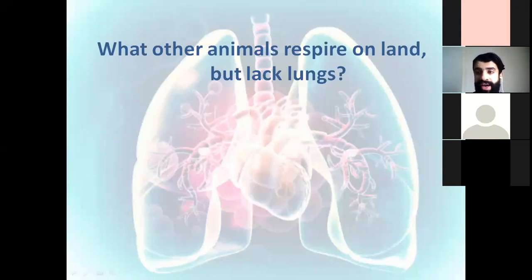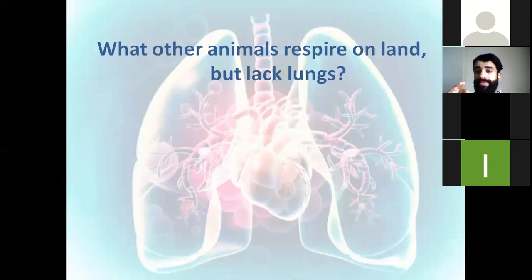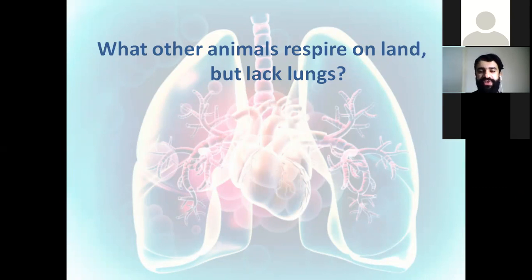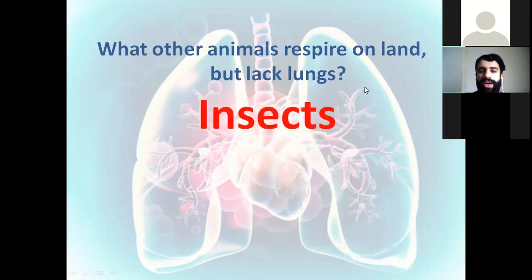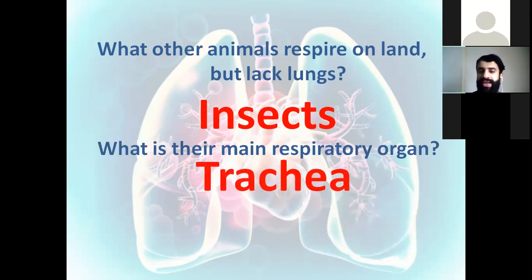Okay, let's have Aya. Yes, Aya. The trachea. Trachea, excellent. Thank you, Aya. Trachea is special for which type of animals? Can you tell me? Insects. Insects, very good. So the trachea is for the insects. So what is the name of their main respiratory organ? It is the trachea.